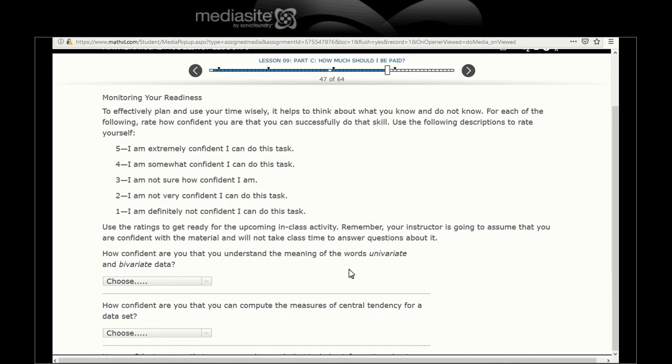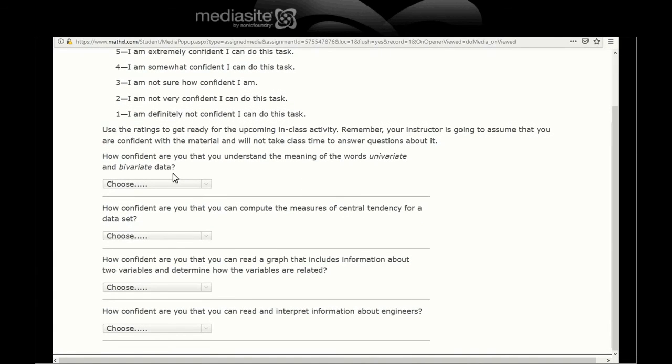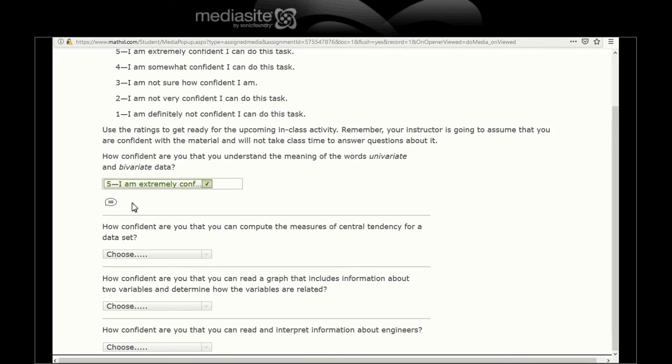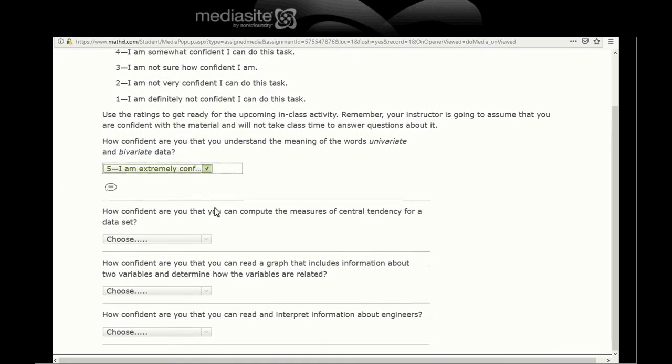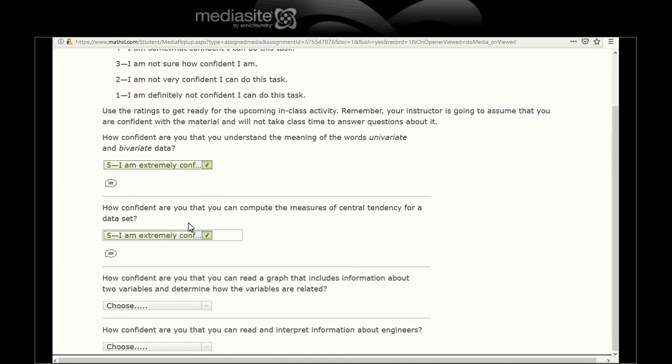Okay. All right, well, that's it for that section. So let's see how confident you are in understanding the meaning of the words univariate and bivariate. I would think pretty good. Univariate, one variable, or one part of the data, and bivariate is two pieces of data. Measuring central tendency, that means your mean and your median. Mean, add up all the values, divide by how many. Median, ordering from high to low, or low to high, and picking the middle value.